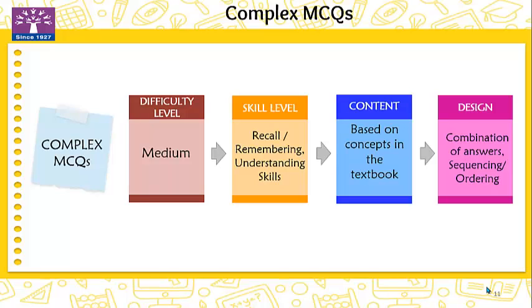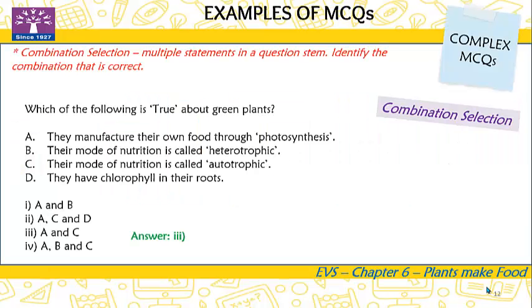The skill level that students will need to solve these questions are not just recall and remembering, but also understanding of its concept. So as we move into complex MCQs, we are going higher up in the Bloom's taxonomy in terms of skills that students will need to solve such MCQs. Let's look at an example. Now this is a combination MCQ.